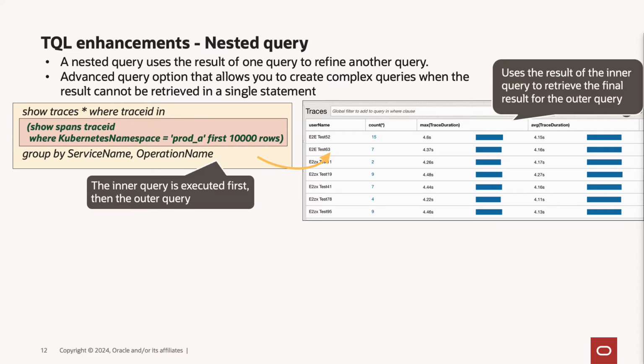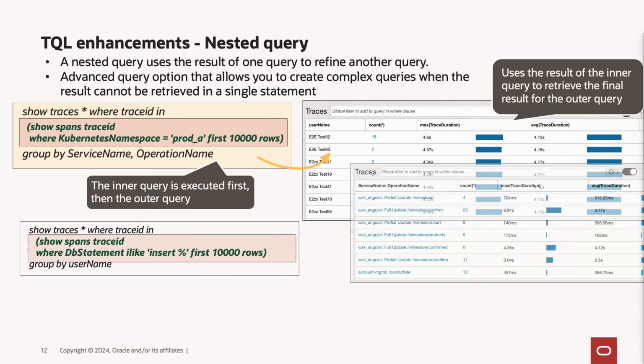First, it looks for the trace IDs of the spans where the Kubernetes namespace is prod A. Next, it takes the result of the inner query and shows the trace information accordingly. You can also replace the condition in the where clause and retrieve a different set of results based on your use case. In the second example, the query retrieves all traces which invoked the database transaction with an insert statement.